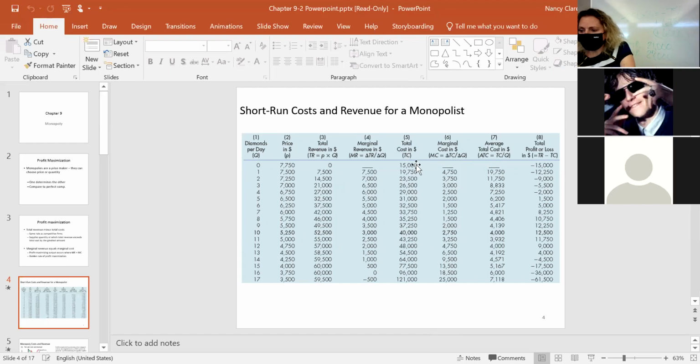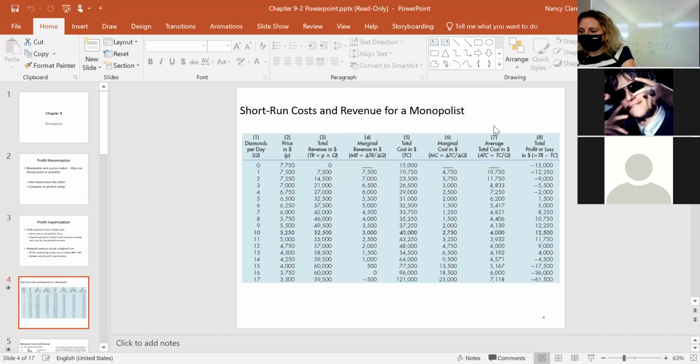Our marginal cost is just the difference in total cost as we go from one unit to the next. So the difference between 15,000 and 19,750 is going to be 47.50, and so on and so forth. Marginal cost starts high, dips down, rises back, and goes even higher. It's the check mark, right? Your ATC, that's your U-shaped curve. If this kept going, you would see it complete its U.